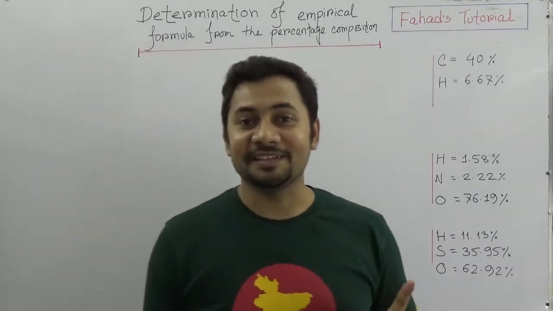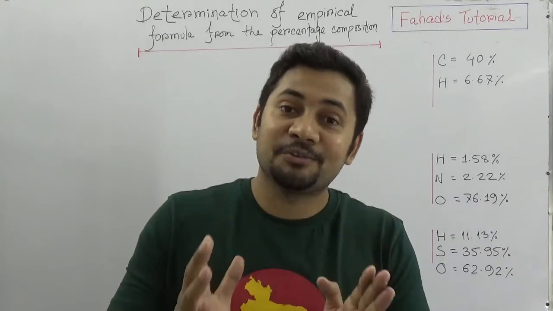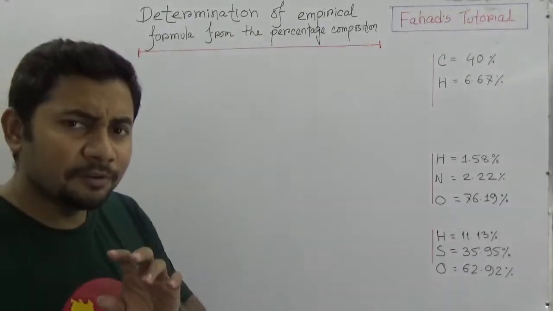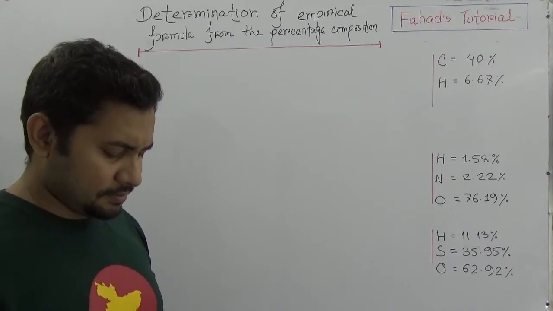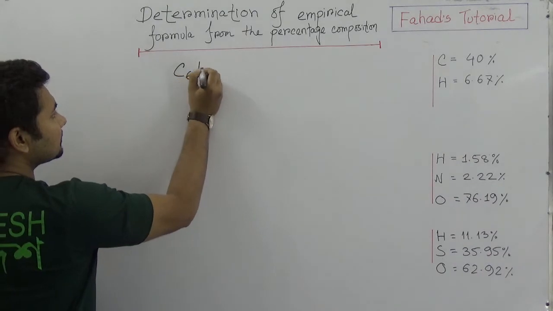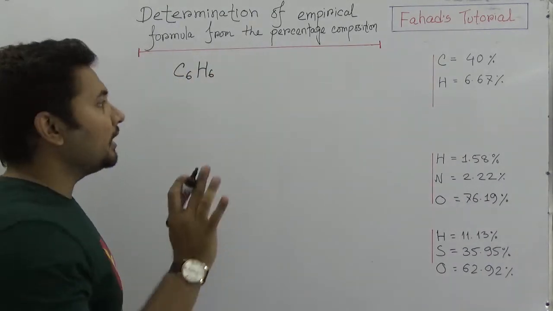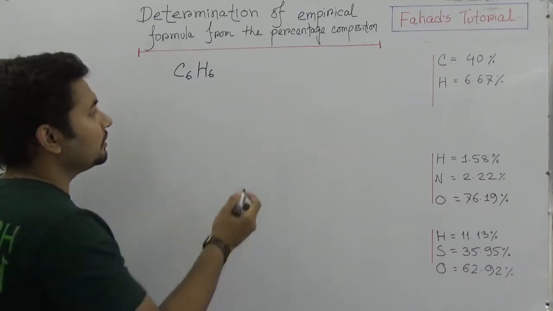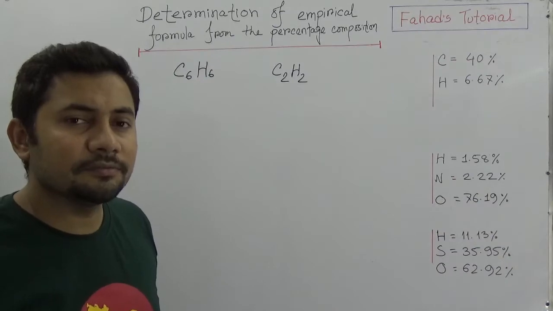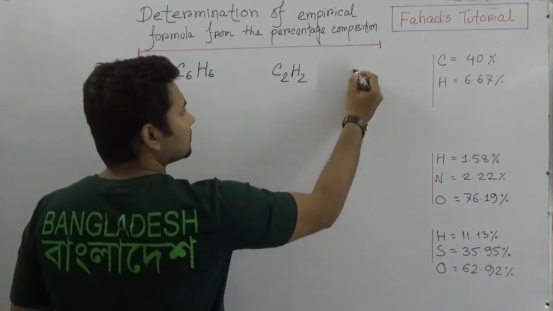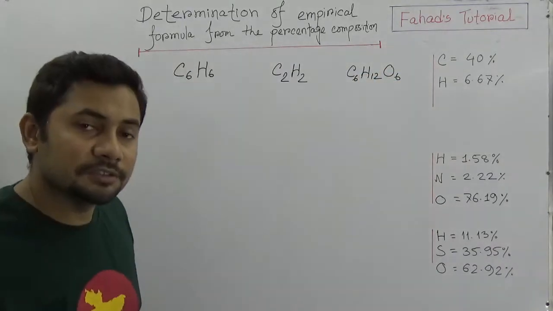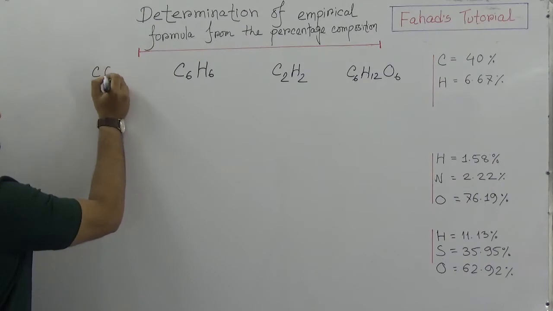Before explaining it, we need to understand what the empirical formula actually is. Let's think about it. I hope you know the molecular formula of benzene, which is C6H6, okay? And of course ethyne, we know it, C2H2, and also glucose, you know it, which is C6H12O6. And of course you also know carbon dioxide.